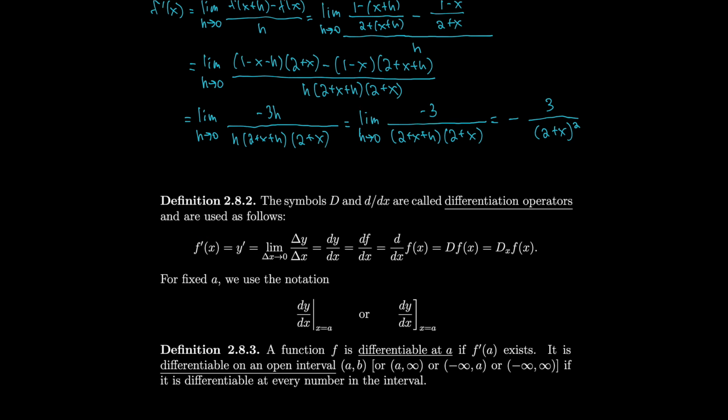For fixed a, we use the notation dy/dx evaluated at x equals a, and we either use this line or this bracket, most of the time probably the line. And it just means that you take dy/dx and you evaluate it at that specific value of x. So you just plug in a, so this is really the same thing as writing f′(a). A function f is differentiable at a if f′(a) exists. It is differentiable in an open interval (a, b) if it is differentiable at every number inside the interval.